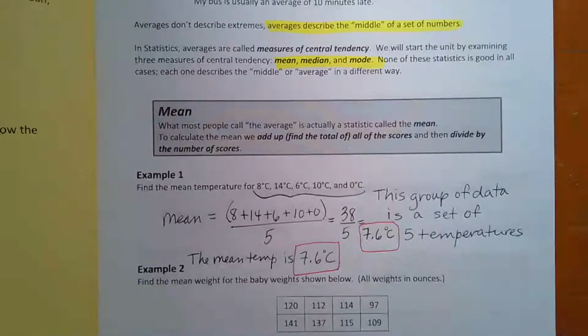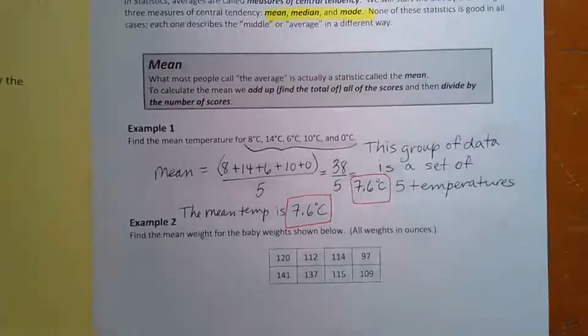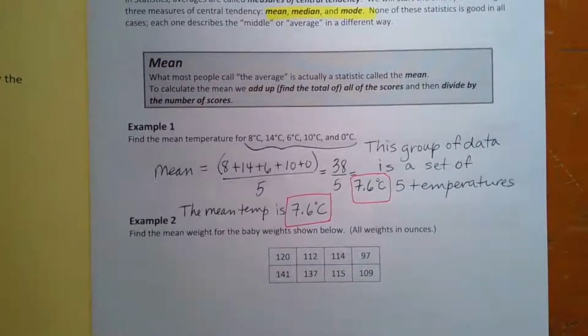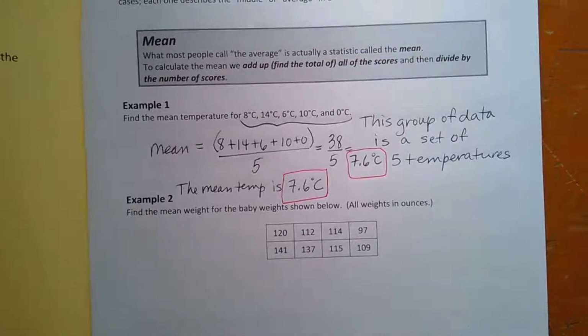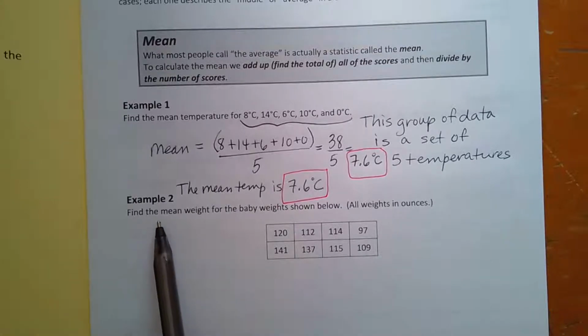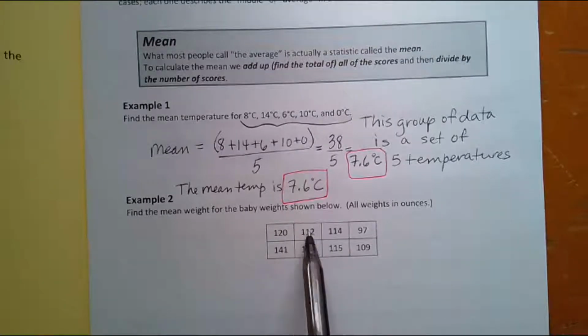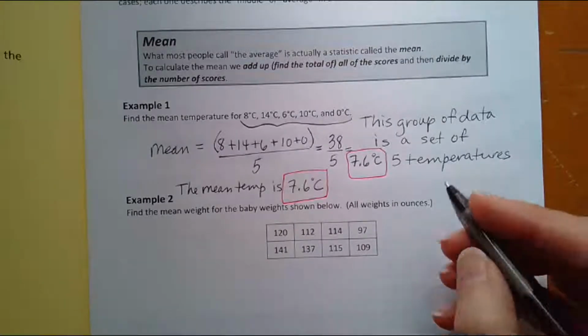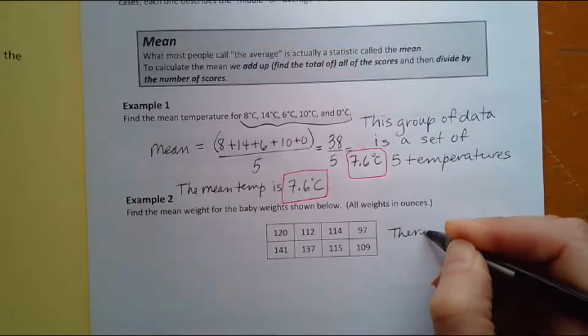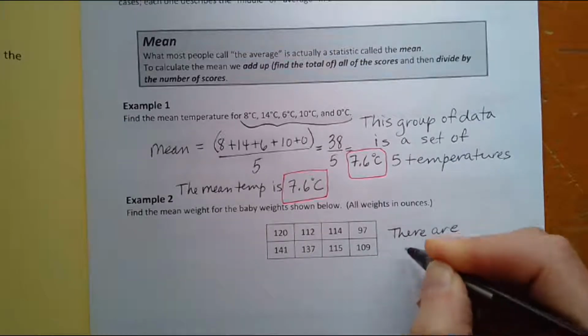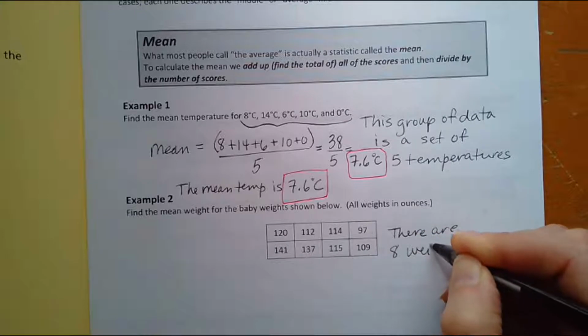All right, let's find the next mean. So the mean is not that difficult. It's just adding up all the data and dividing by the number of pieces of data. Find the mean weight for the baby weights shown below. All weights are in ounces. Okay, so how many baby weights do we have? 1, 2, 3, 4, 5, 6, 7, 8. There are 8 weights in total.